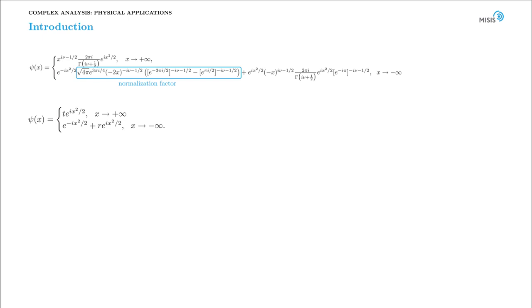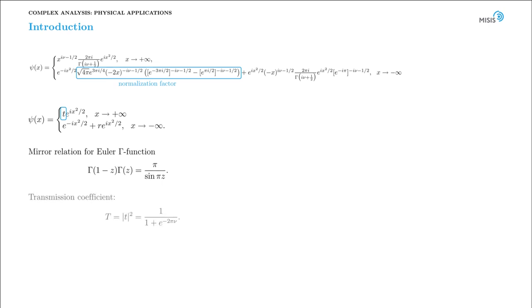Now actually we need the modulus of transmission amplitude, t, or rather its square, which is the transmission coefficient. It's a simple algebraic exercise, and I'm not going to reproduce it here. Just use the mirror relation for gamma functions, and you should get for the transmission the following answer. This is a well-known result for the transmission coefficient in the inverse parabolic potential. Sometimes it's called a Fermi formula for the transmission, since it resembles the Fermi distribution analytical result.